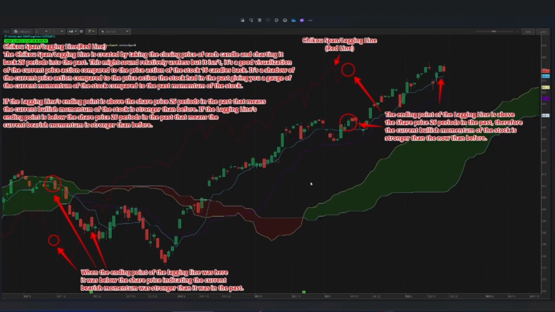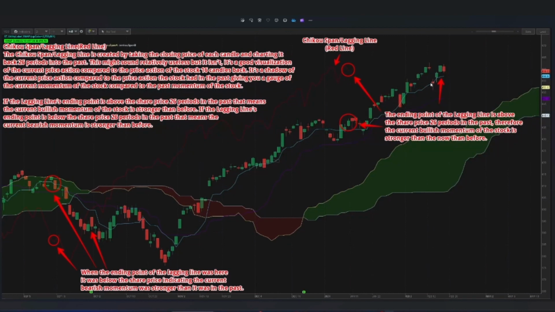So the reason they do this is because this lagging line, this red line here, the Chikou Span lagging line, is going to be used as a gauge of momentum. So it's a shadow of the current price action compared to the price action that the stock had 26 periods into the past. So if the end point of the lagging line, where it ends right there, is above the previous price action, which is down here, candlesticks down here, that means the current price action, the present price action right here, is more bullish in momentum than the previous price action back here.